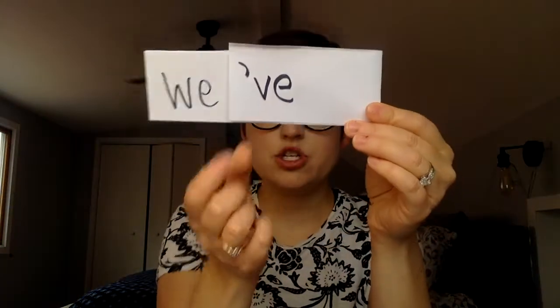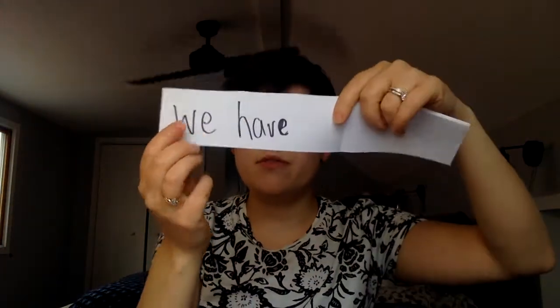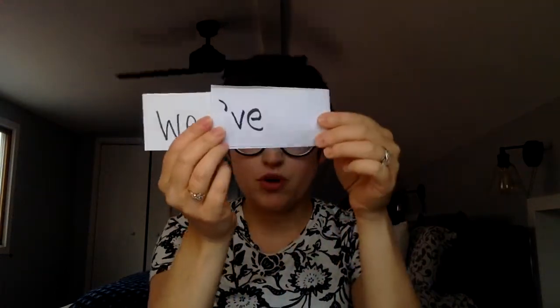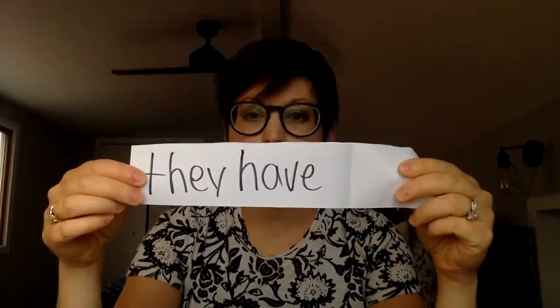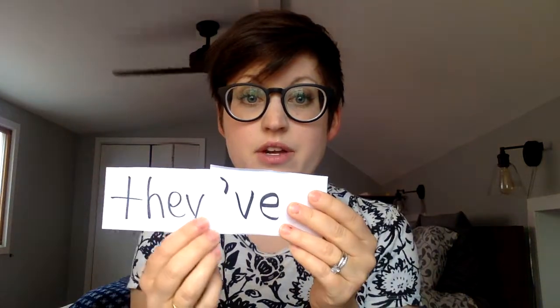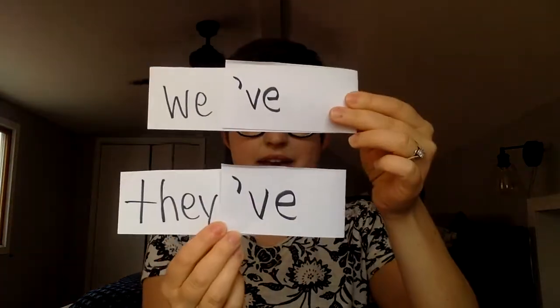Now remember, when you have a have, you get rid of the H and the A, and then you make our new contraction, we've. It goes from having 1, 2, 3, 4, 5, 6 letters to having only 4 letters, we've. Okay? So if we take that idea and we apply it to they have. Again, we get rid of the H and A and contract it and make it smaller and make it into they've. So we have we've, they've.